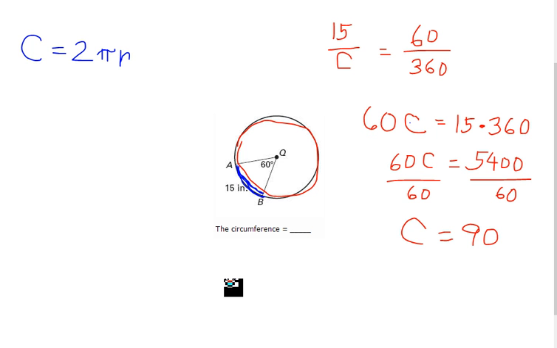Okay, and this is going to be in inches because we're asking for the circumference length, so the answer is 90 inches. So anytime you have a problem like this where you're trying to find the circumference but you don't have the radius, as long as you have an arc length, then you can take that arc length and set it up as a proportion.